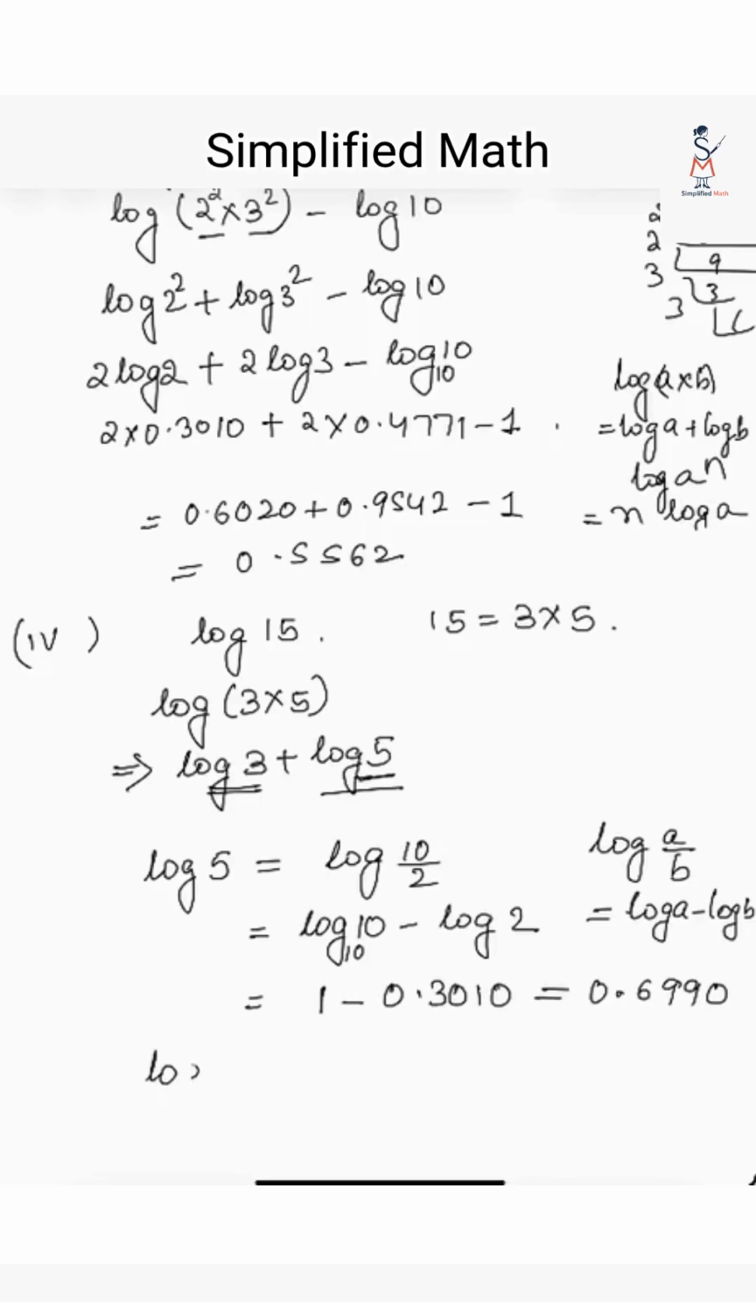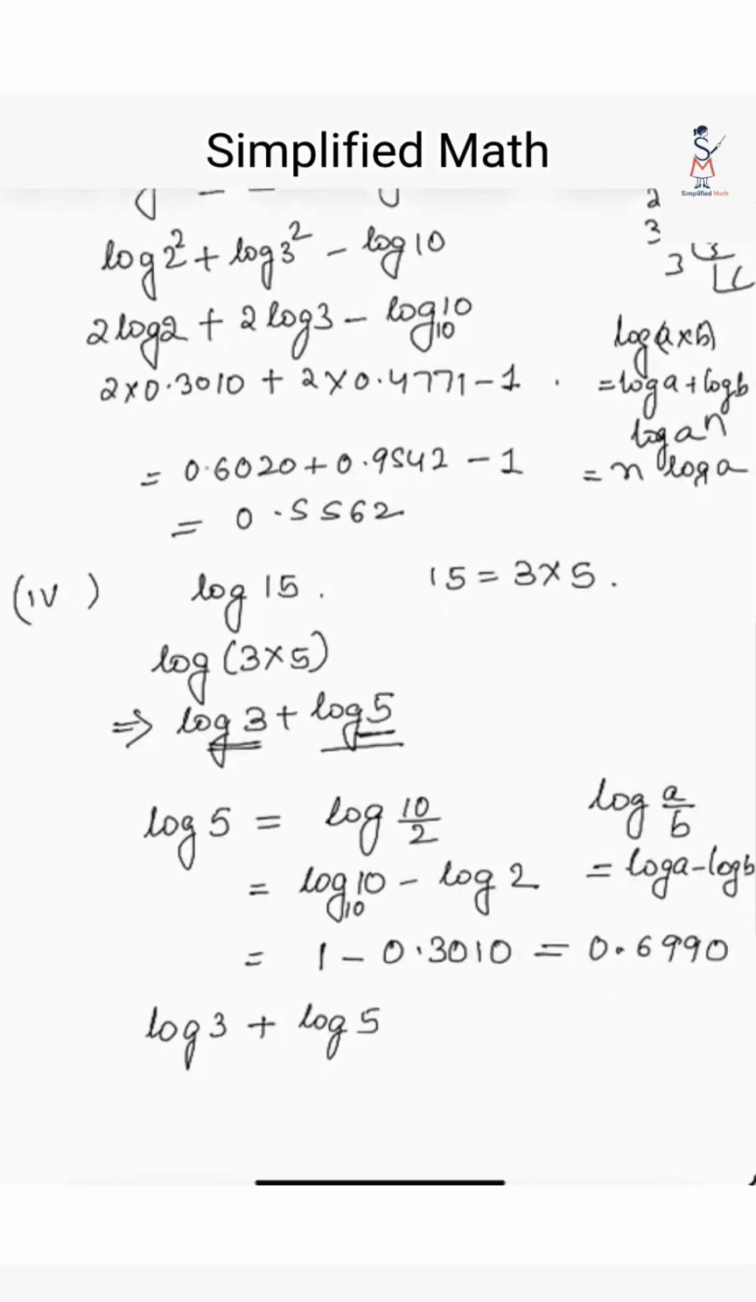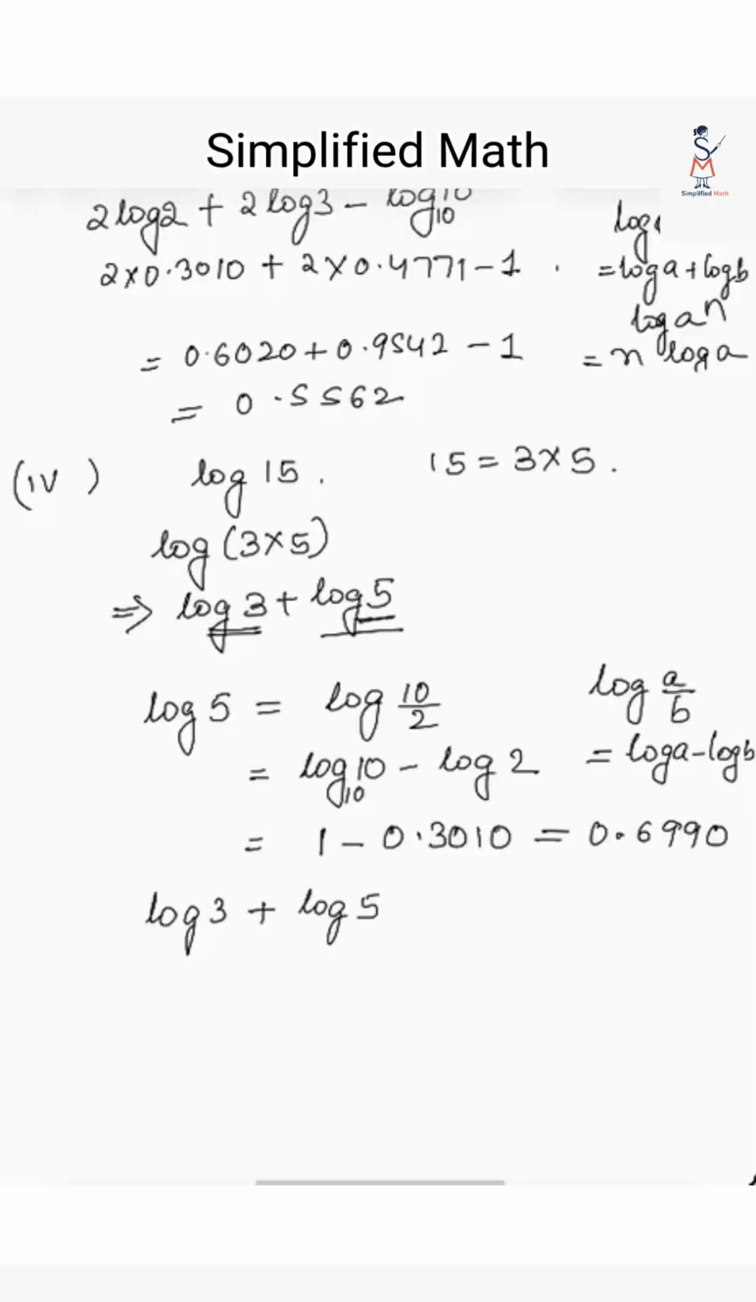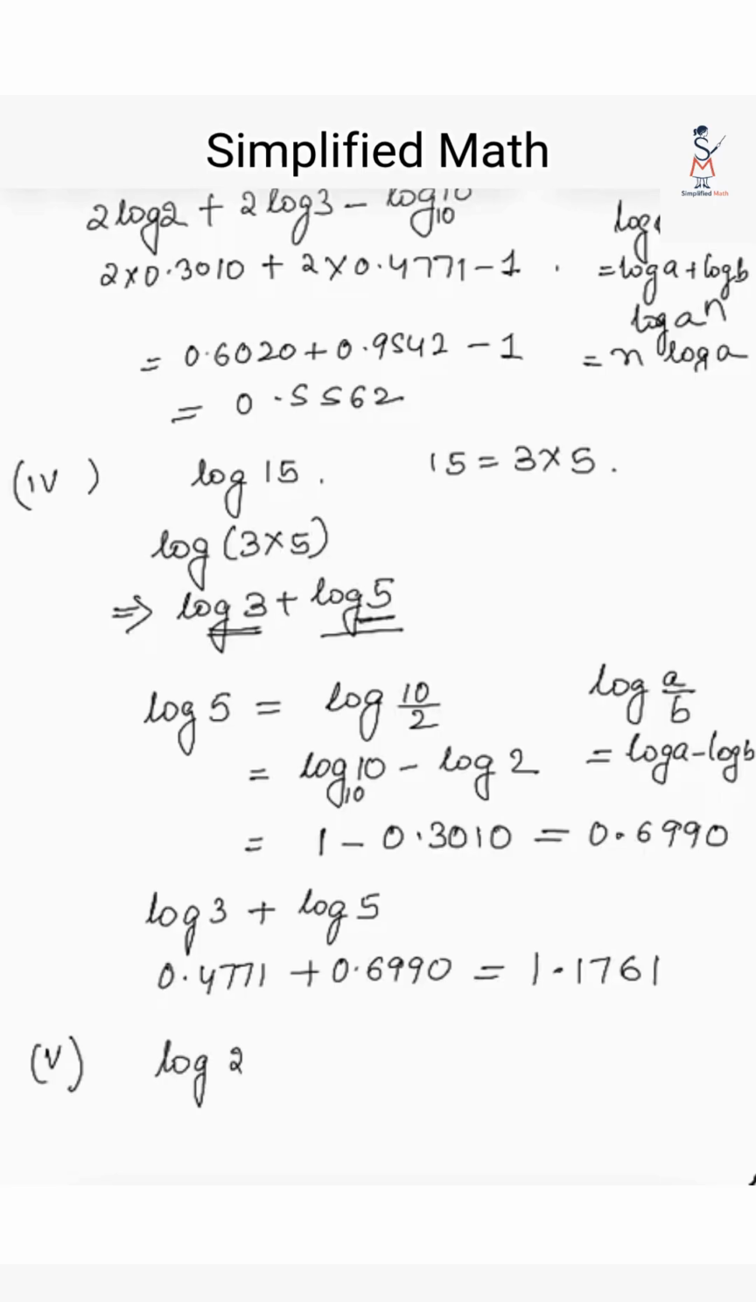Now we have seen here it's log 3 plus log 5. So now we will solve log 3 plus log 5. Log 3 is given as 0.4771 plus 0.6990. Add them up and it will come out as 1.1761. Fine.